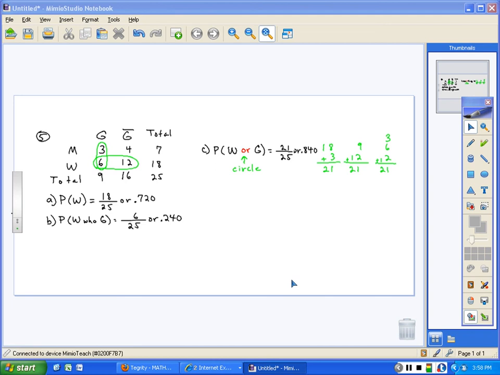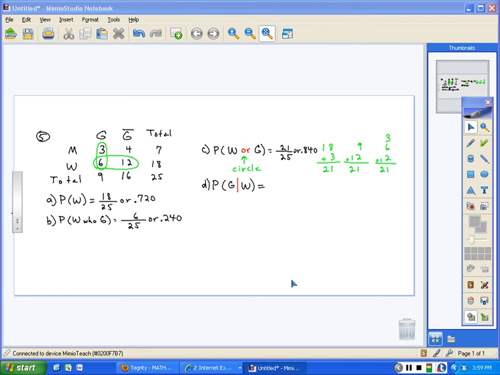Okay, now part D. Part D says, if the chairperson is randomly selected, find the probability, so we know what P, of getting a college graduate. Then it says, given that, and that's important because that indicates conditional probability. So I'm going to put the line in red. Given that the person selected was a woman.